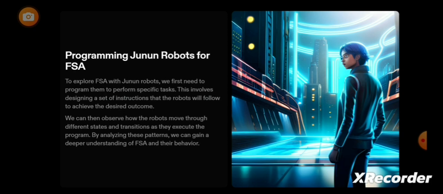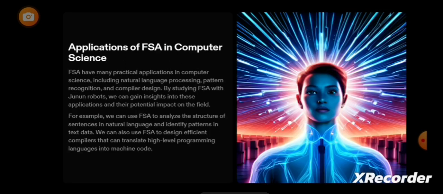Programming Juno robots for FSA. To explore FSA with Juno robots, we first need to program them to perform specific tasks. This involves designing a set of instructions that the robots will follow to achieve the desired outcome. We can then observe how the robots move through different states and transitions as they execute the program. By analyzing their patterns, we can gain a deeper understanding of FSA and their behavior.